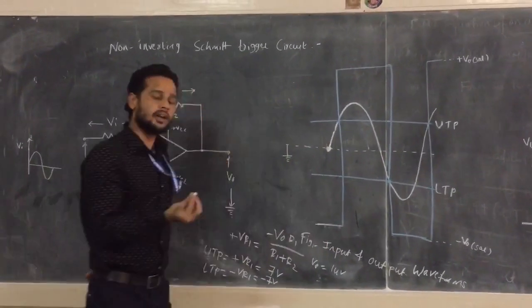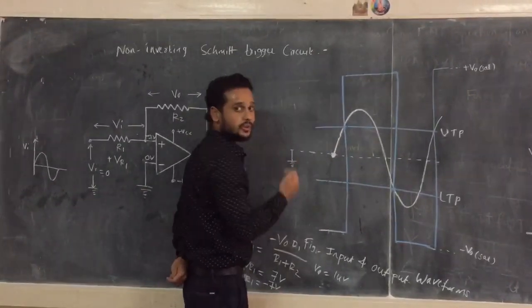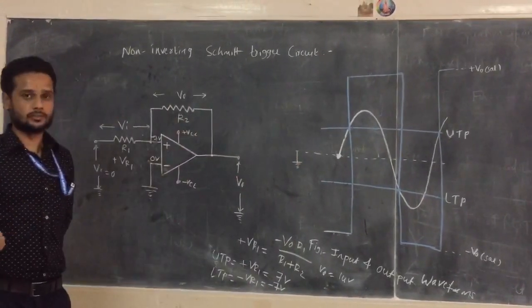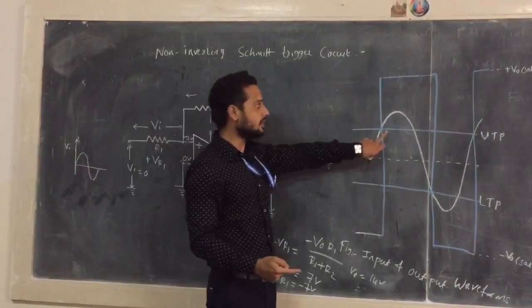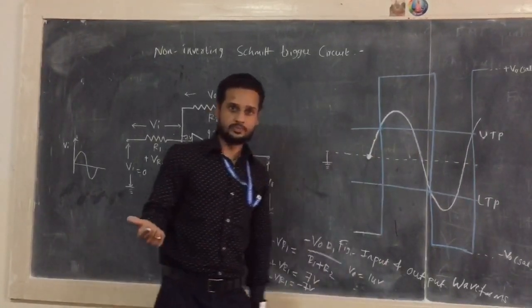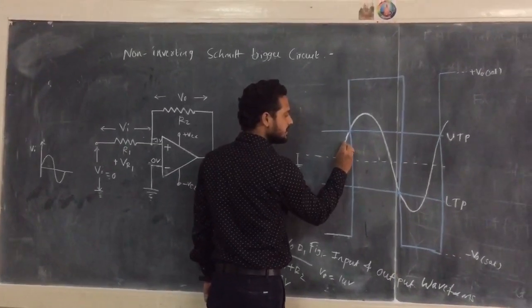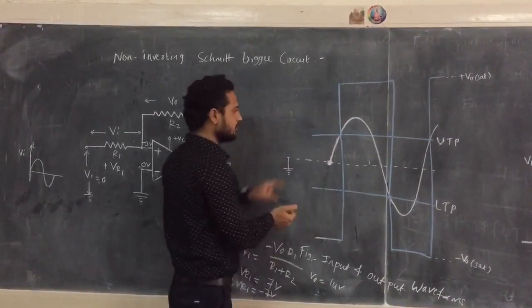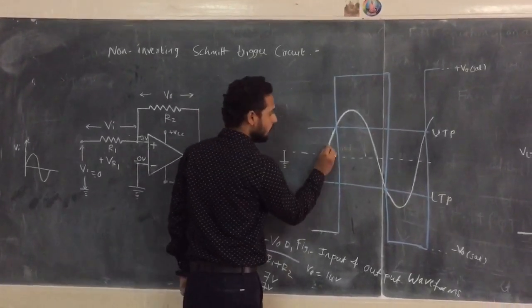Now, under what condition will the output switch back to plus V0 saturation? You are dealing with the Schmitt trigger circuit. Until and unless the input reaches the value of the upper triggering point or lower triggering point, the output will not change its position. So go on increasing the input voltage here. Let us say this is your 20 volt peak to peak input voltage. Go on increasing this one.